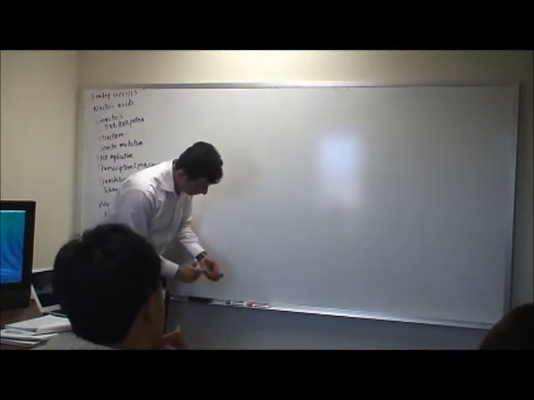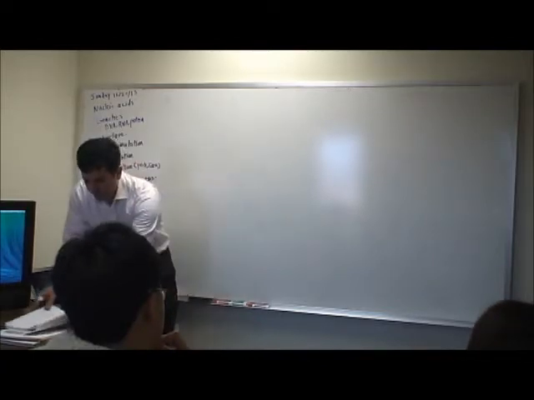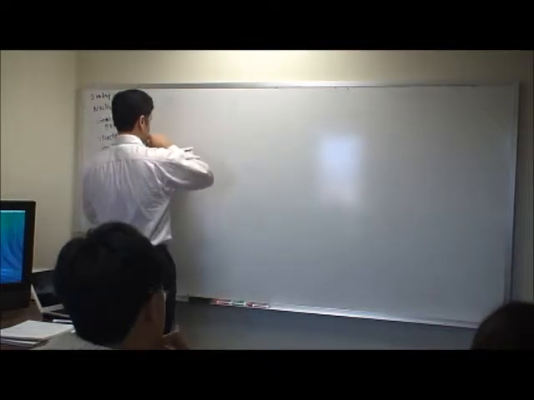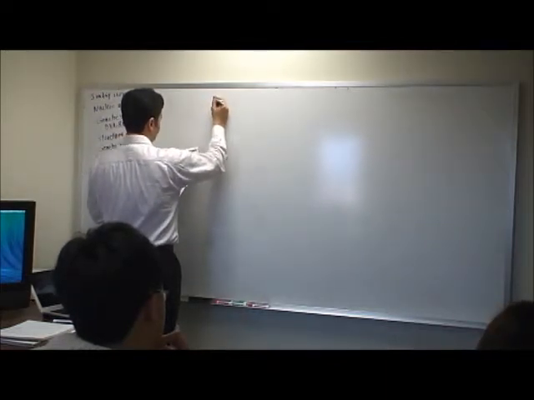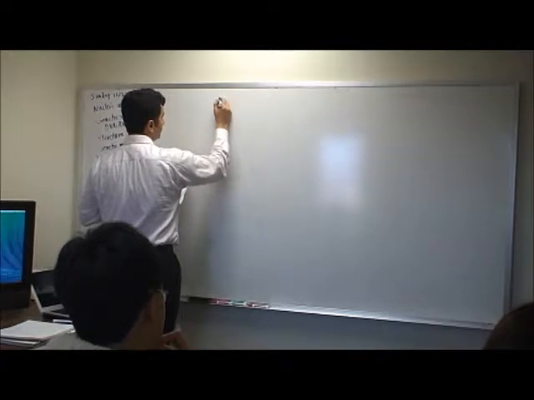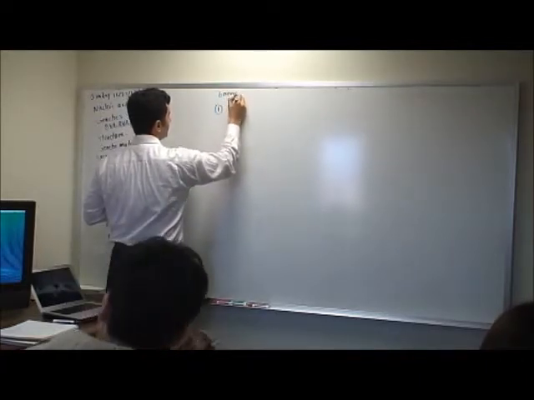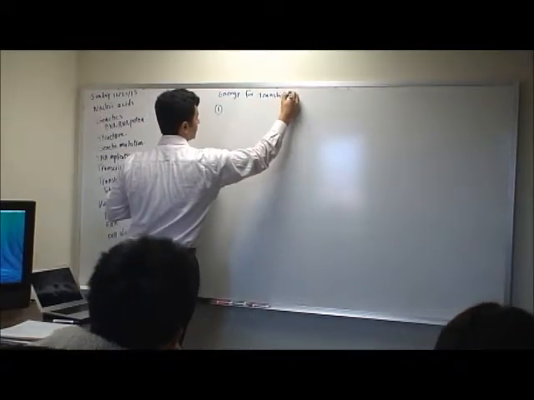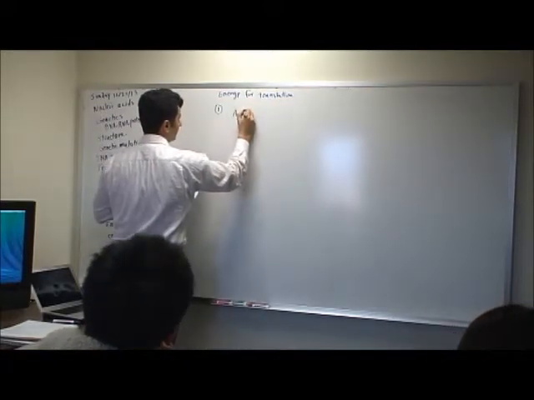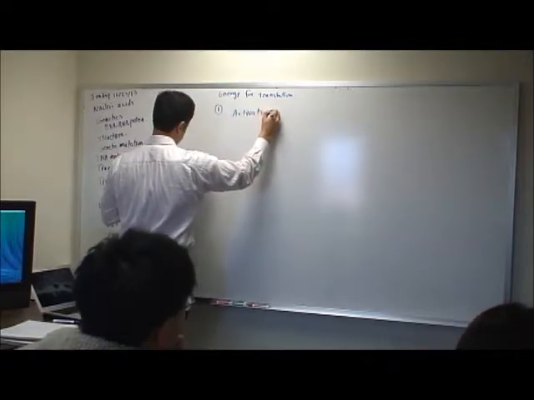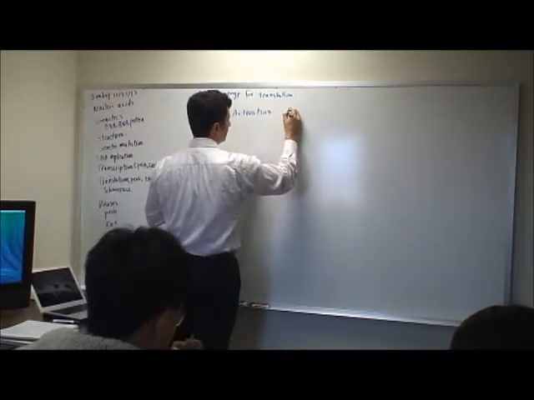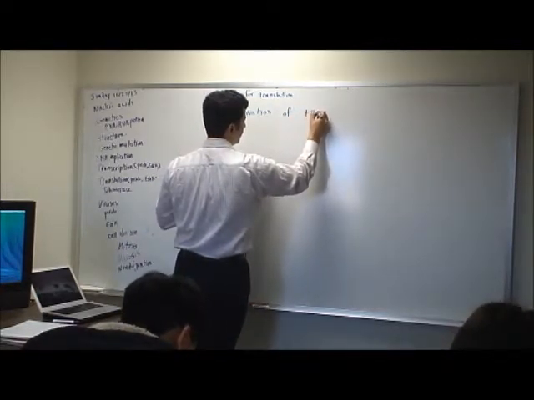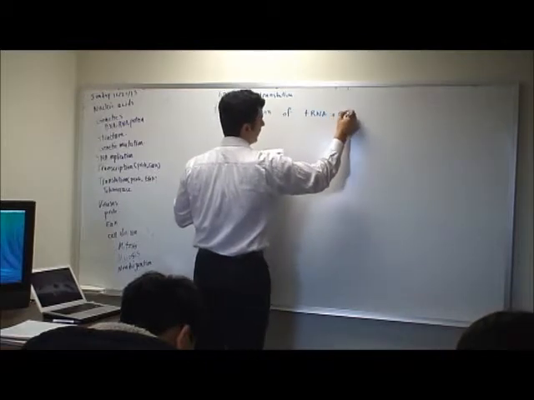So for this part, how much energy do we need? Let's say this is about energy for translation. The first part is called activation of, let's say, tRNA with amino acid.